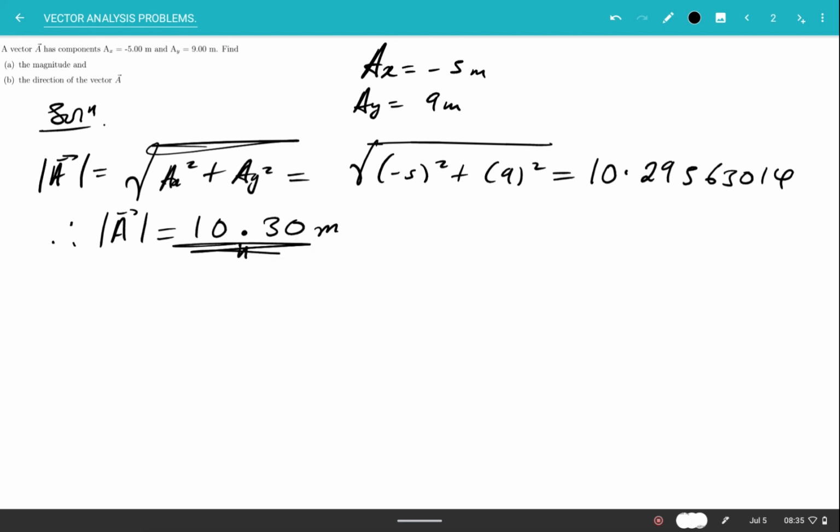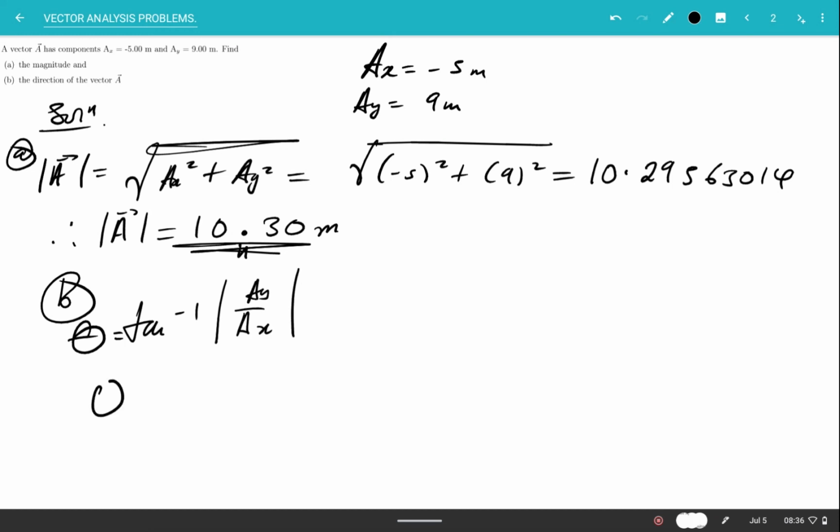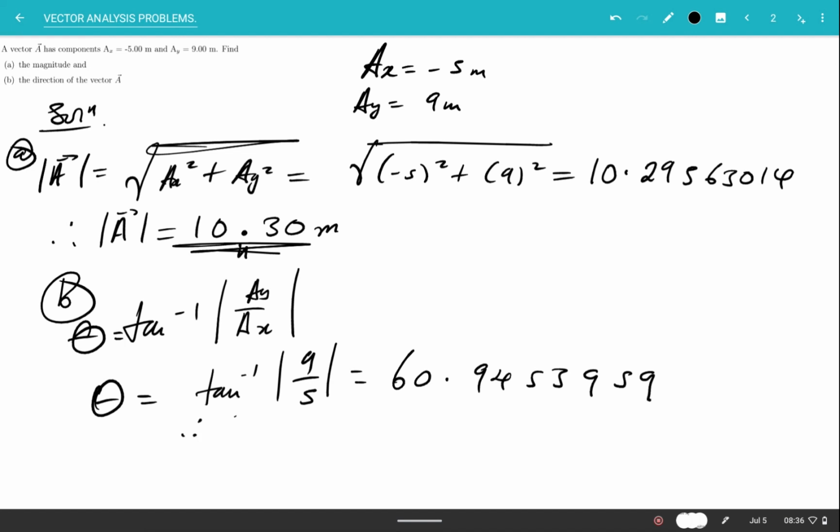Now, the second one asks for the direction. So this was A. For the direction, remember, theta is equal to tan inverse of ay over ax. It's always the y component over the x component. Tan inverse of ay, which is 9, divided by ax, which is 5. And if you say tan inverse of 9 divided by 5, you will simply get 60.94539959.